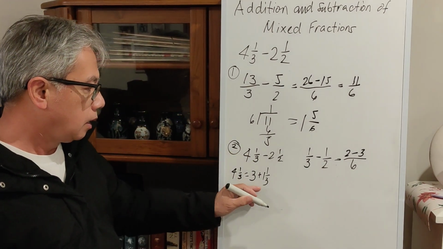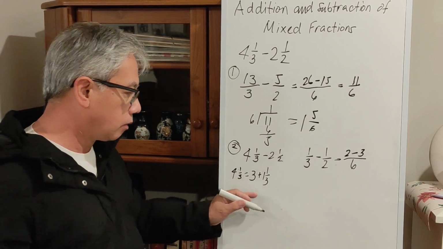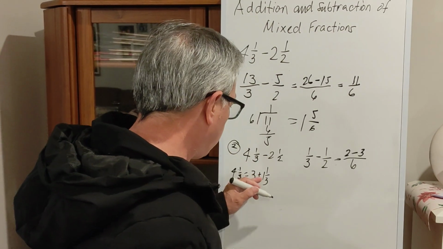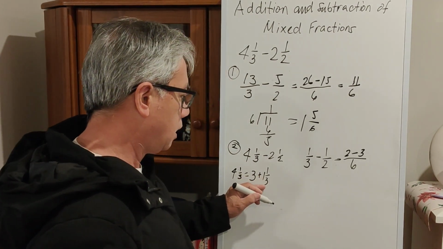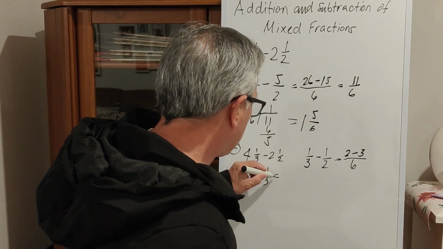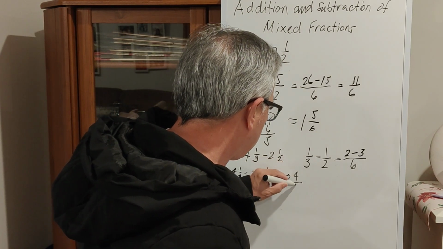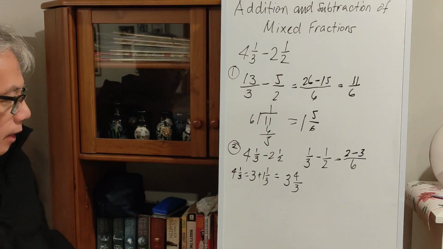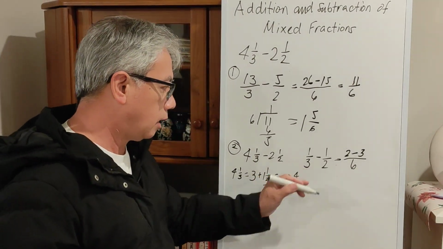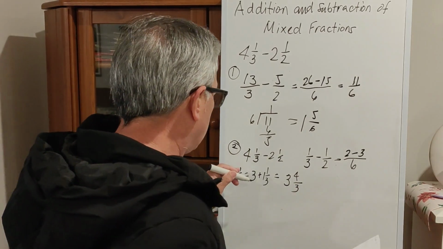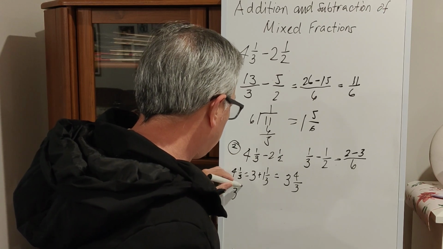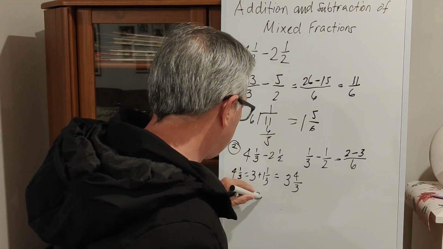In this way, this will have a higher numerator. So if we convert 1 and 1/3 into improper, so 1 times 3 is 3 plus 1 is 4/3. So this one becomes 3 and 4/3. Now that this is converted, we can now subtract. We can continue with subtraction. So the new number now is 3 and 4/3 minus 2 and a half.